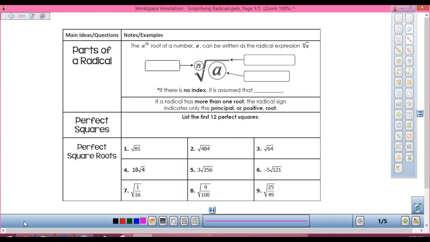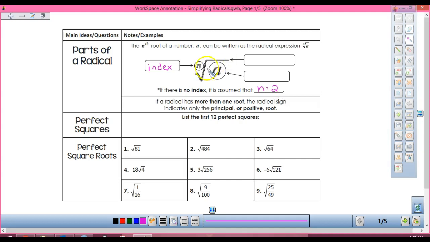So when you see them like this, that n is called the index. And most often, when you see it without an n right here, what number is that normally? Normally it's a 1, but in this case, if it's not there, n is actually a 2. That's why we call it the square root. Because if I square a number, I'm taking it to what power? The second power, right? So if I'm taking the square root, my index is a 2.